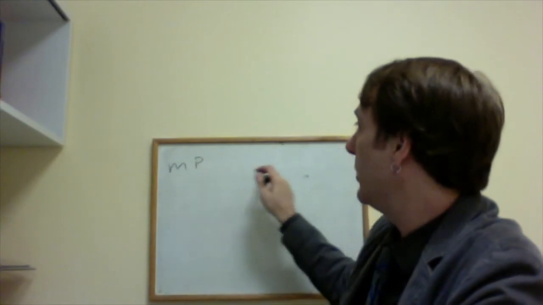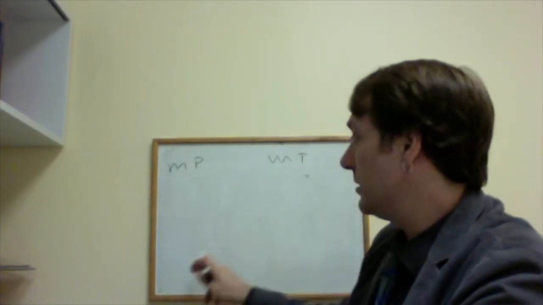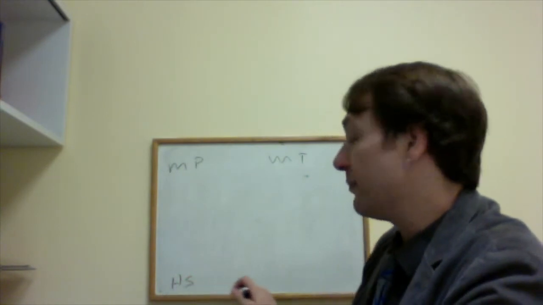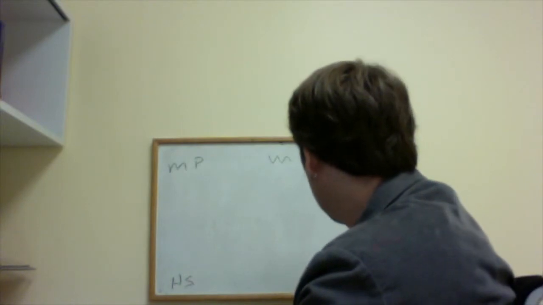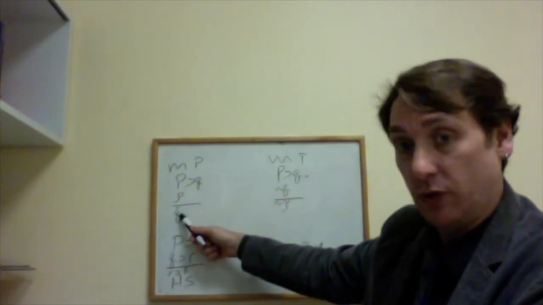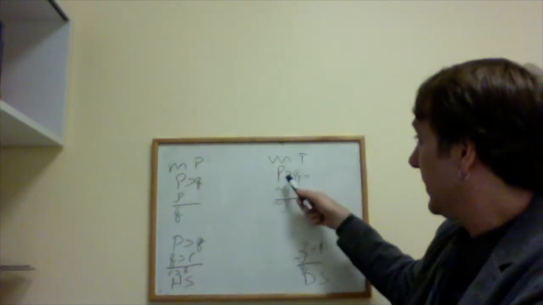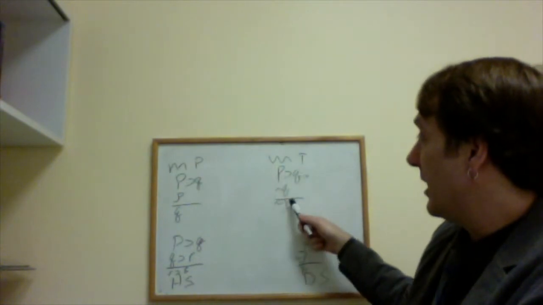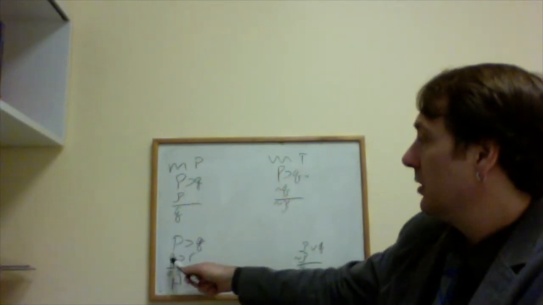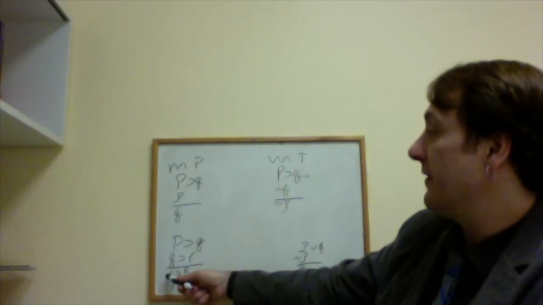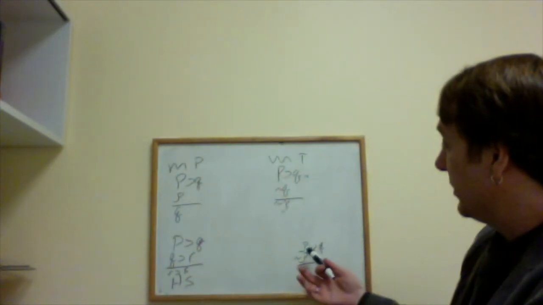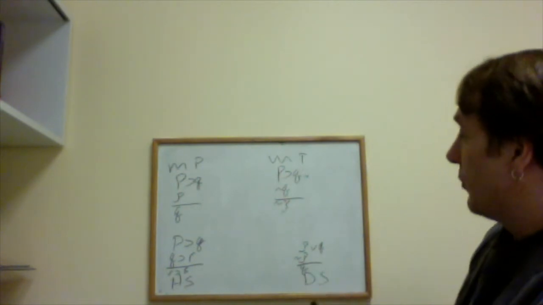The first one is Modus Ponens, the second one is Modus Tollens, the third one is what we're going to call pure hypothetical syllogism, and the fourth one is what we're going to call disjunctive syllogism. Modus Ponens says if P then Q, P, so therefore Q. Modus Tollens says if P then Q, not Q, so not P. Hypothetical syllogism says if P then Q, and if Q then R, then if P then R. And over here we have disjunctive syllogism, which is P or Q, not P, therefore Q.